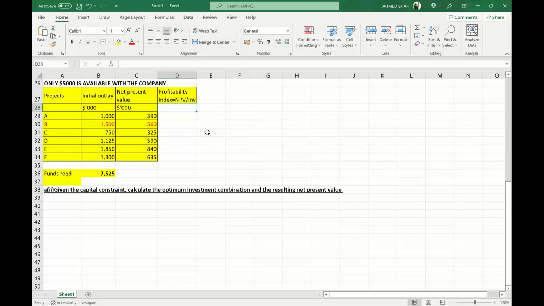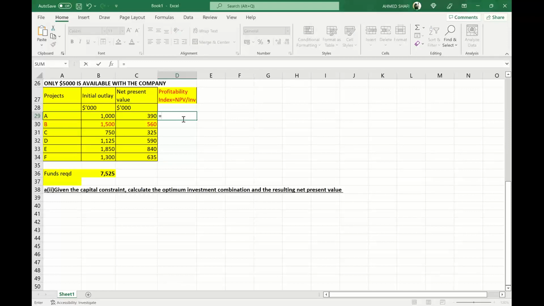Right? Because taking all projects requires 7,525. I don't have that. So I need to make a best combination, that is called the optimum combination. How will you make it? Our studies say that if projects are divisible, it's important to find the profitability index of each option. How do you get the profitability index? NPV over investment. So find the profitability index of each option.